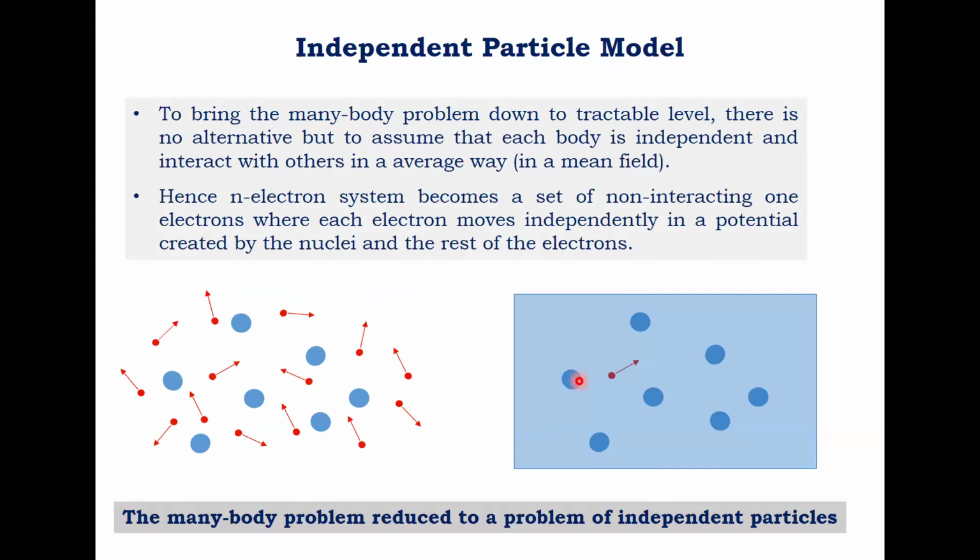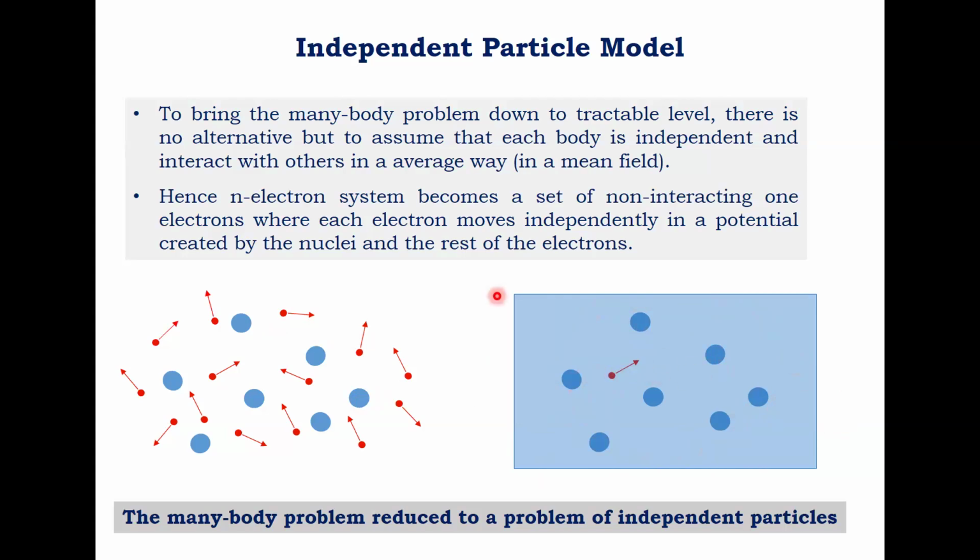What this independent particle model says, if you see this particular cartoon, is that we have electrons moving around the nuclei, which are fixed. Each electron is moving in the average field of the other electrons and the average field of the nuclei. This shaded blue region is the average field of electrons, and the blue circles are the fixed positions of the nuclei. So each electron is moving in the mean field of the other electrons and nuclei. Okay, in this way we can approximate this particular Hamiltonian.